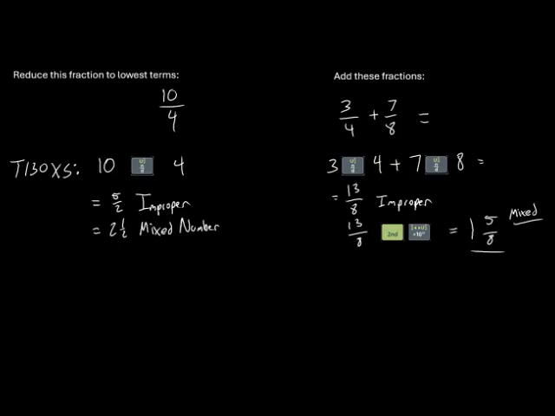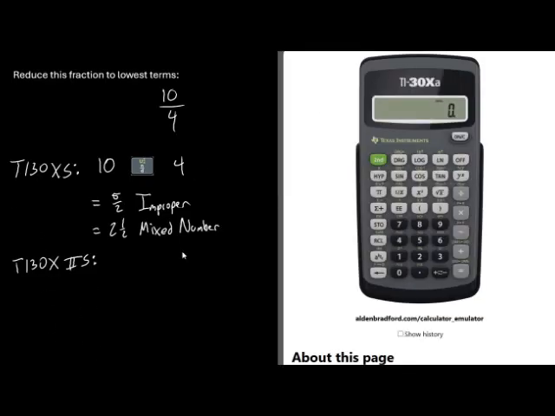Another common type of calculator for this class will be the TI-30X2S. If you have this type of calculator, the problems will go slightly differently. We'll open up the other calculator for you now. On this calculator, we can still enter fractions. However, the button is slightly different. Rather than using an N over D button like you would on the TI-30XS, the X2S instead uses this button, the ABC button.